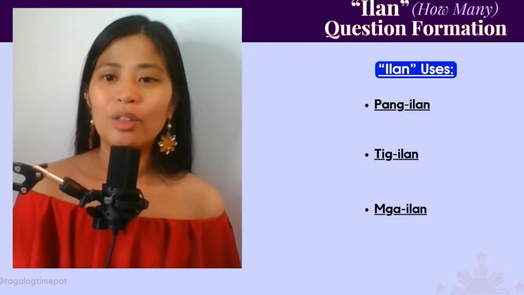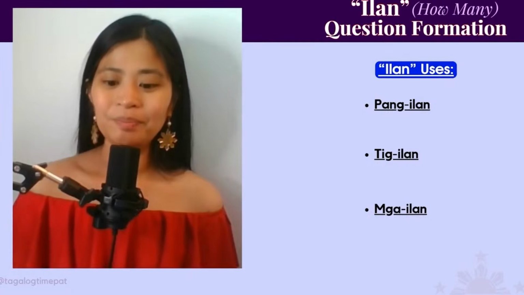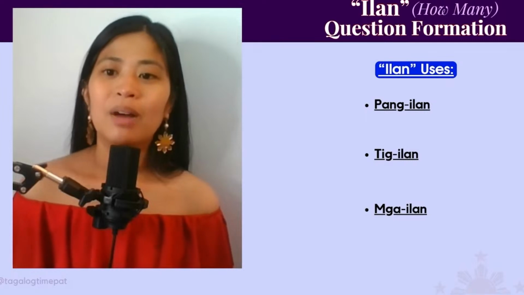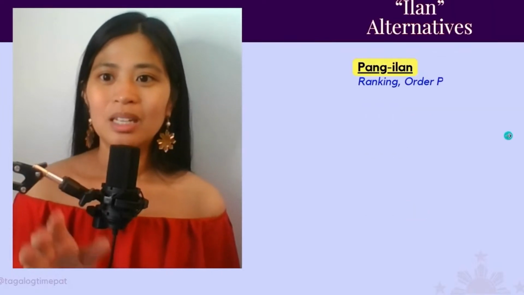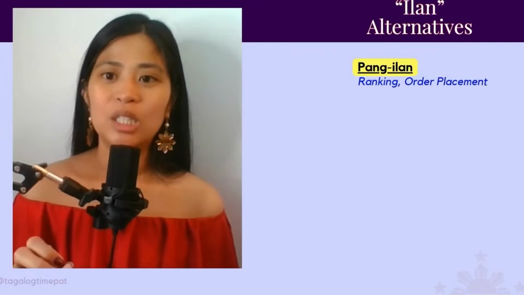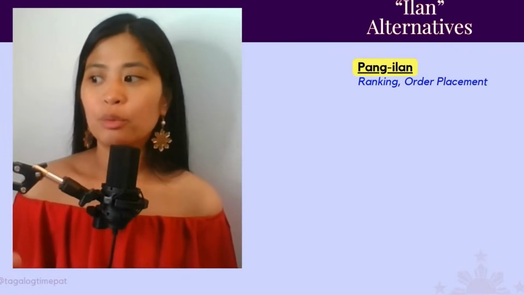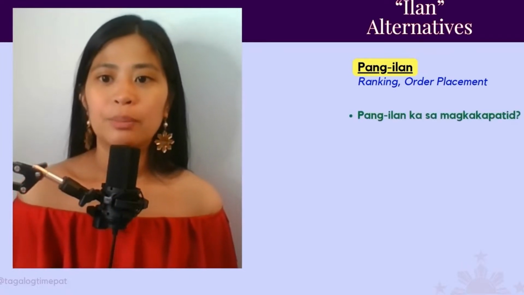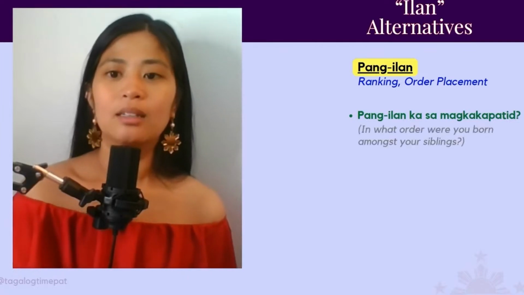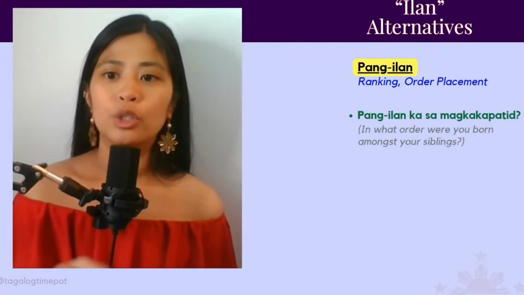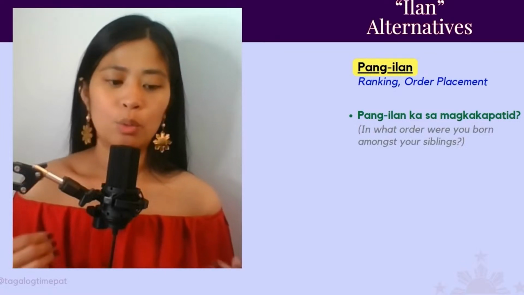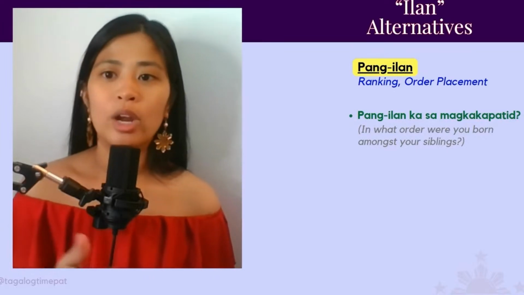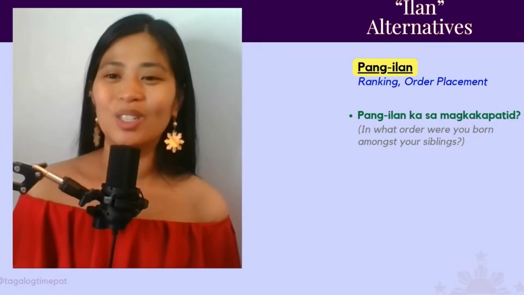Now, there are other ways to use ilan. Very interesting. So there's pang-ilan, tig-ilan, and mga ilan. So, pang-ilan is what you use when you're asking about the ranking of something or the order of something. So, for example, pang-ilan ka sa magkakapatid? In what order were you born amongst your siblings? So, were you the oldest? Were you the firstborn? Are you in the middle? Are you the last?